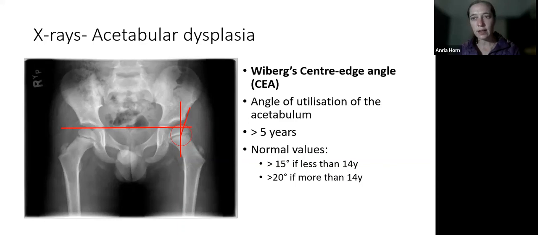So it's not necessarily an independent measure of acetabular dysplasia, but more of the relationship between the femoral head and the acetabulum. You can only use it in children older than 5, like I said, and the normal value is more than 15 degrees in the younger kids and more than 20 in the older ones, like adolescents older than 14.